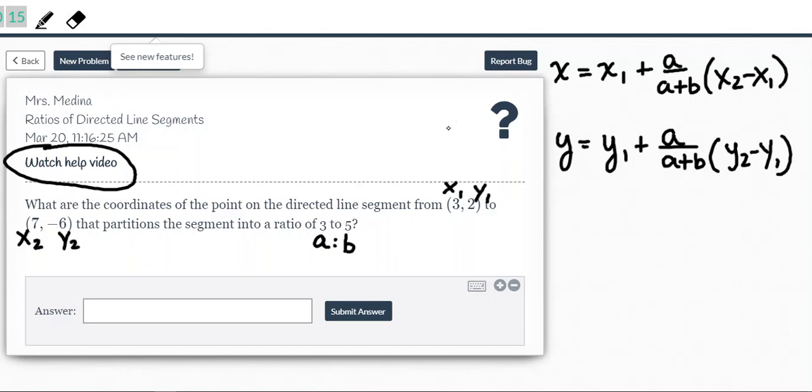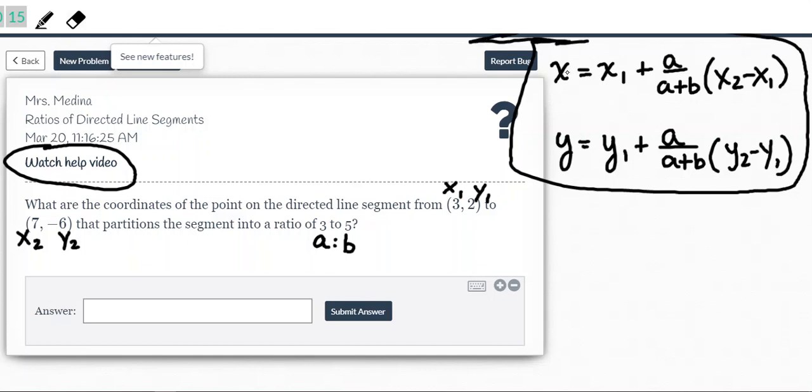So now it's just a matter of finding your x and your y. And I wrote the formulas here ahead of time. And there's a similarity between them. To find x, we start at x1. We multiply by the ratio of a over a plus b. And then we multiply that by the run, right? x2 minus x1. And we do the same thing for y. We start off at y1. We multiply by the ratio of a over a plus b, and we multiply by y2 minus y1, which is your rise. So let's do this.